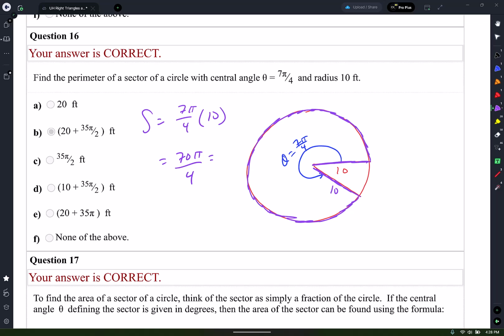And this reduces: 2 goes into 70 35 times, and 2 goes into 4 twice. So 35 pi over 2. Are we still okay? All right, so here we go. Perimeter is equal to 2r plus s. S means arc length. And why are you doing 2r? Because I have a 10 here and I have a 10 there. So perimeter is equal to 20, 10 times 2, plus 35 pi over 2.